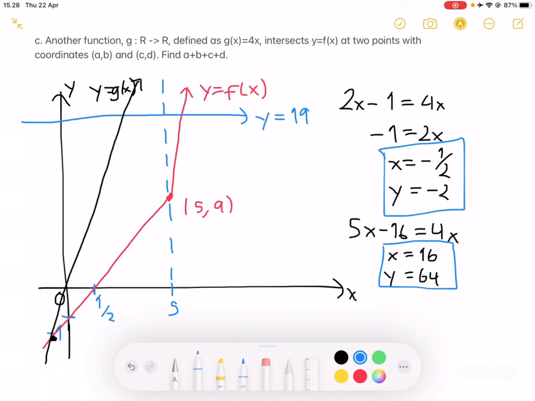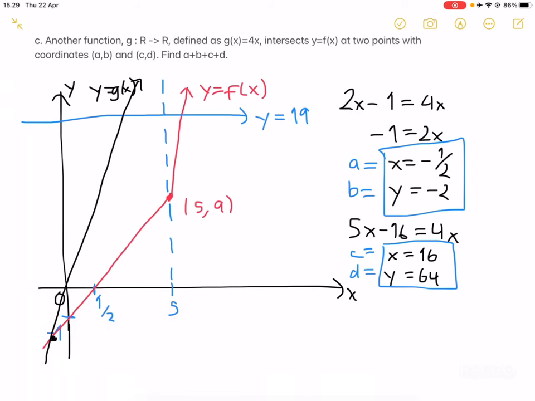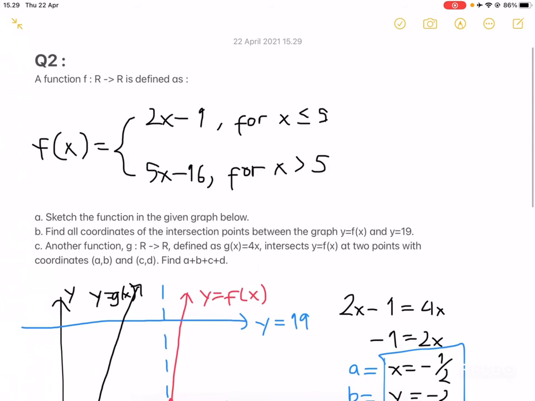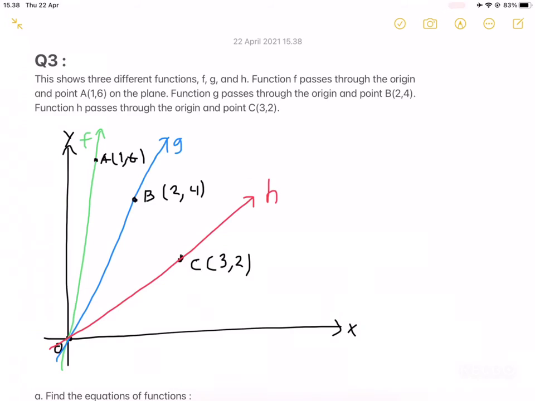Now we can just set this equal to a, this equal to b, this equal to c, and this equal to d. And with this, I'll let you guys work out a plus b plus c plus d by yourself. That should be pretty simple. And that's it for question 2. Let's jump into question 3.